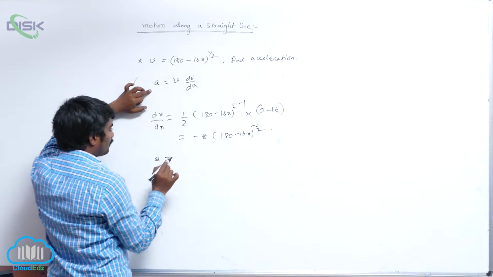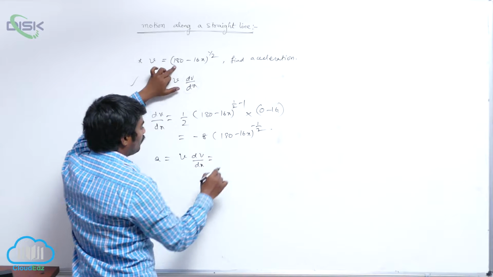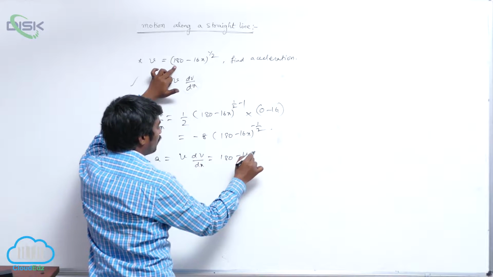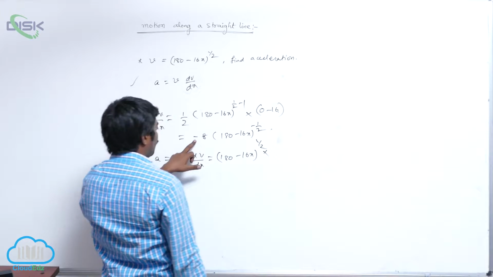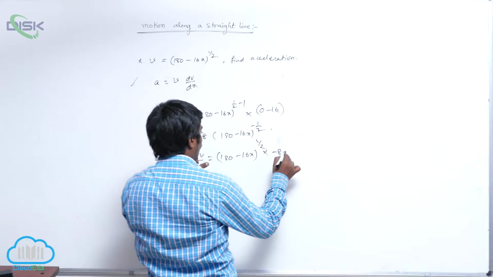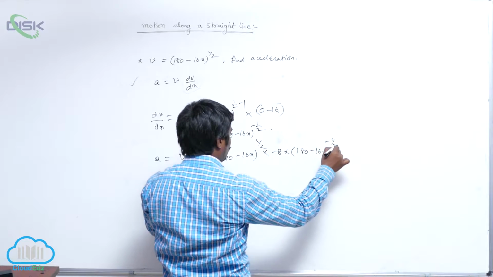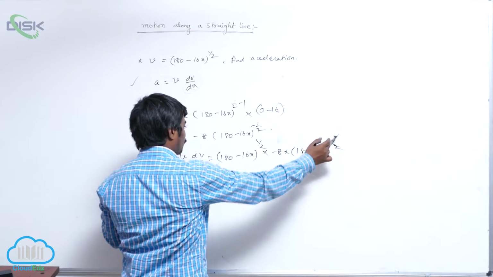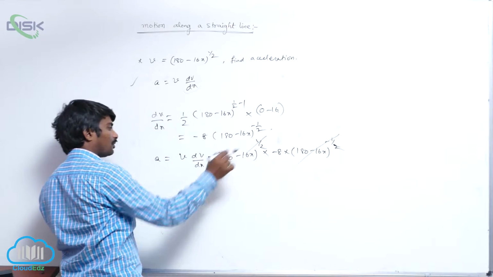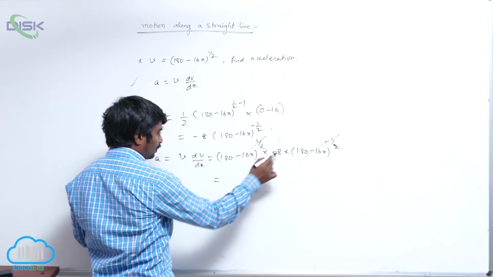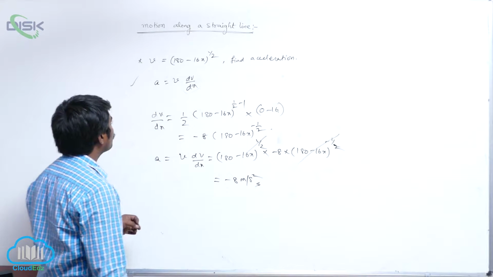So acceleration is equal to v dv by dx. V is (180 minus 16x) whole power 1 by 2 into dv by dx. dv by dx is minus 8 into (180 minus 16x) whole power minus 1 by 2. So minus 1 by 2 power plus 1 by 2 becomes power 0. Something power 0 is 1. So what do you get? Minus 8 meter per second square.